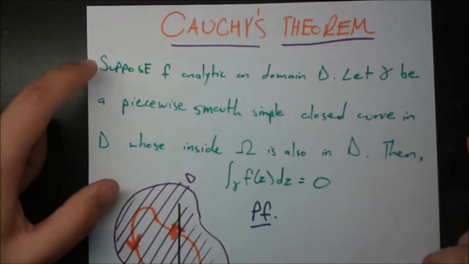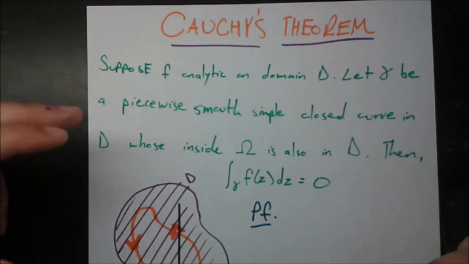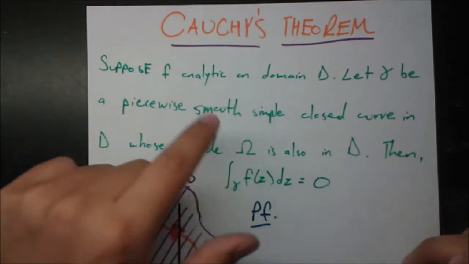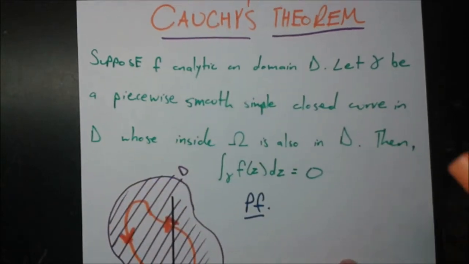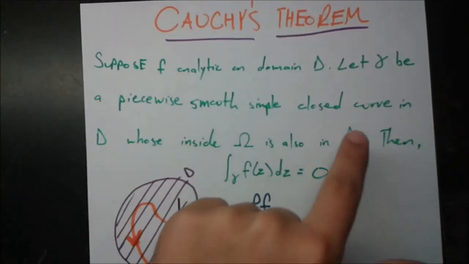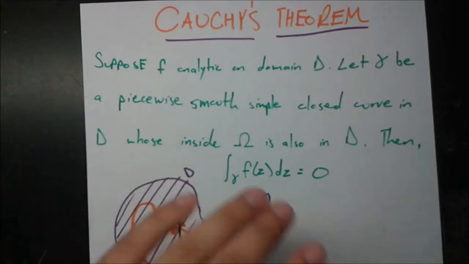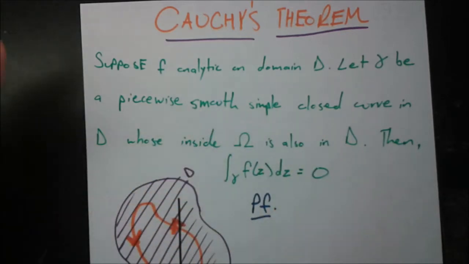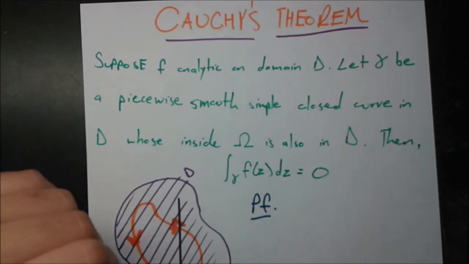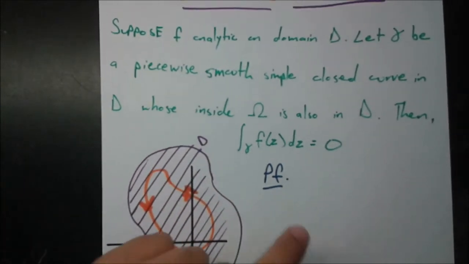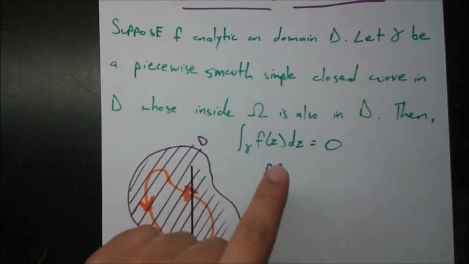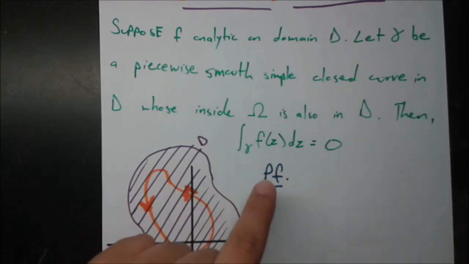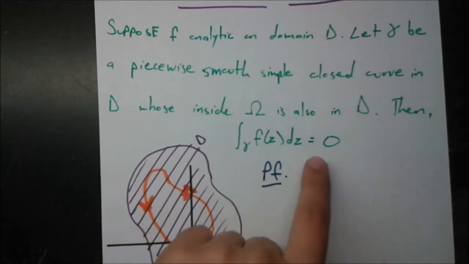So what I've written in green here is Cauchy's theorem. So let's just read it. It says, suppose f is analytic, so remember analytic means differentiable, on some domain D. Let gamma be a piecewise smooth, simple, closed curve. So that's a lot of modifiers. So if you don't remember what piecewise smooth, simple, or closed mean, go back to the sets video, refresh yourself before you come back to this video. So it's a piecewise smooth, simple, closed curve in D, whose inside, omega, is also in D. Then the line integral of f of z dz over this gamma is going to be equal to 0.